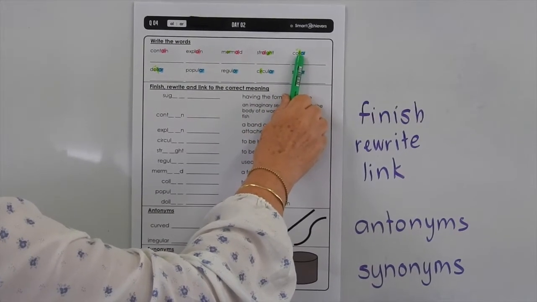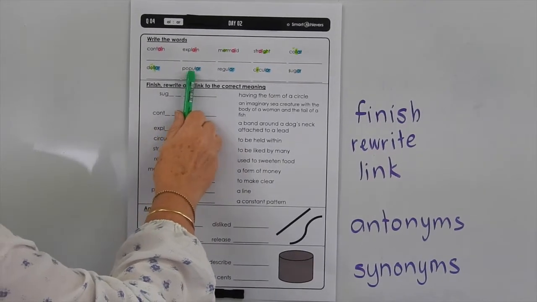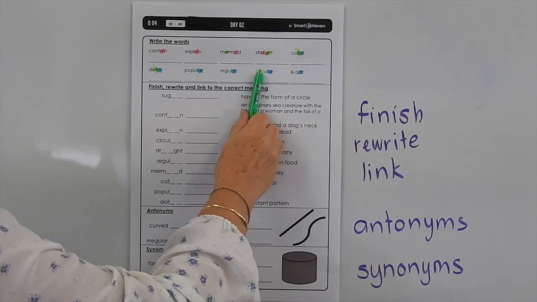Collar, we've got a short vowel followed by a double L. Same with dollar, short vowel, double L. Now popular, nothing special in there. Regular, circular, we've got another R-controlled vowel in there.